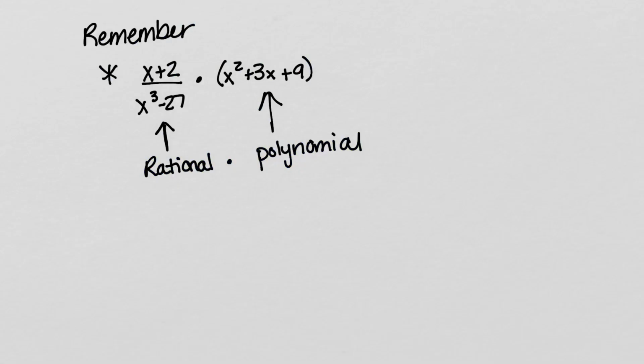Now remember, if you're multiplying a rational by a polynomial, the rules still apply. This is the same thing as saying, okay, I have an x plus 2 divided by an x cubed minus 27, and that's times x squared plus 3x plus 9 divided by 1. Okay, and remember, you just multiply the numerators and you multiply the denominators. And then cross out all the factored things that can separate.